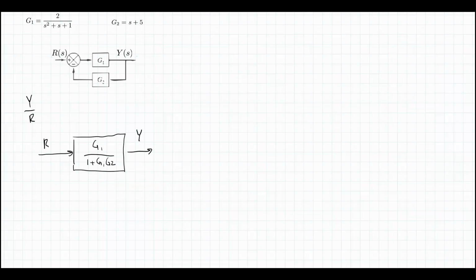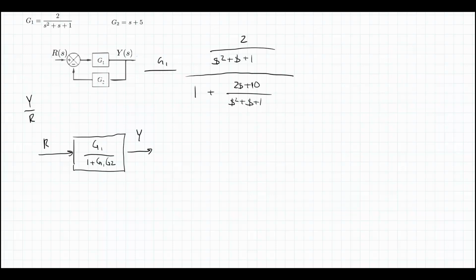All right, so let's see what this is going to look like. Setting up the algebra, I'll have a 2 over s squared plus s plus 1 over 1 plus, and we actually already did G1, G2 before, and that came out as we're going to have 2s plus 10 over s squared plus s plus 1. All right, so this is G1 over 1 plus G1, G2. Write that again here.